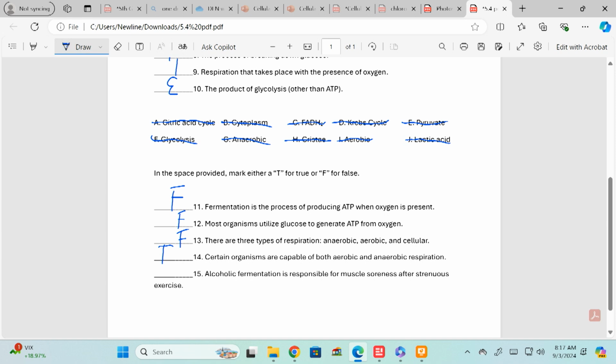All right, and then the last one, 15. Alcoholic fermentation is responsible for muscle soreness and strenuous exercise. So this is false. It's not alcoholic fermentation, it's lactic acid fermentation that makes your muscles sore. So y'all, great work on that. I know this stuff is tricky, so I wanted to make sure I reviewed it with you a little bit. Your teacher has some more practice for you to do, so make sure to give that your best effort, and I hope everybody has a great day.